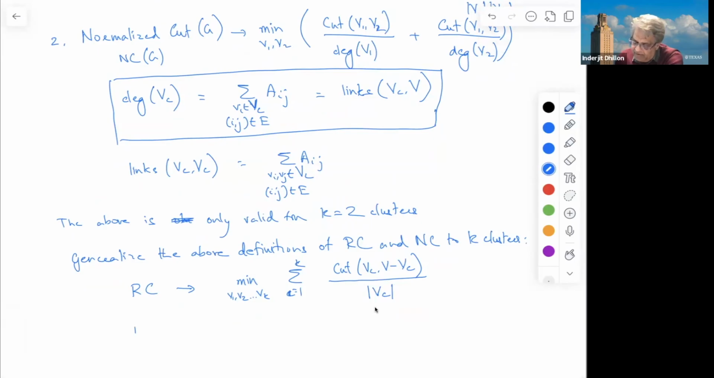And then similarly, I'll have normalized cut. That criterion will also be the sum over c equal to 1 to K of cut(V_c, V minus V_c), divided by, now instead of the number of vertices, the edges that are incident to vertices in V_c. And what I would like to do in the normalized cut criterion is to minimize this ratio cut.